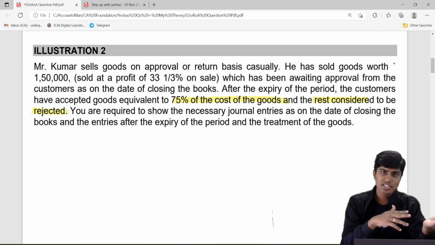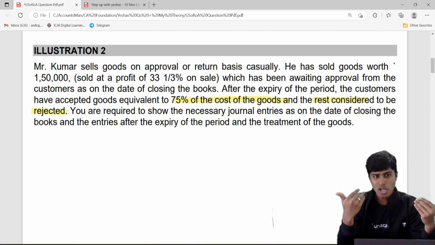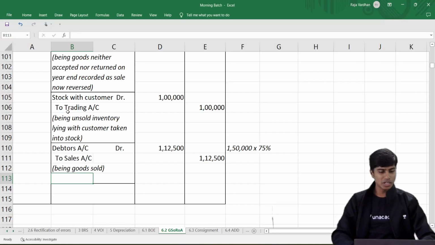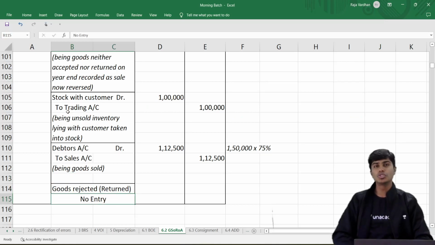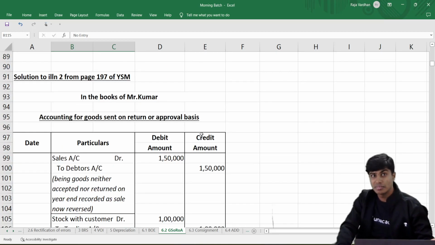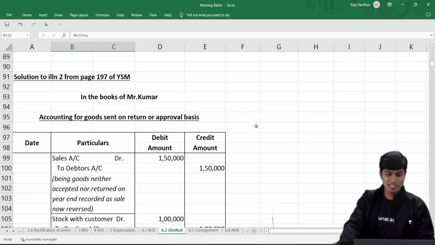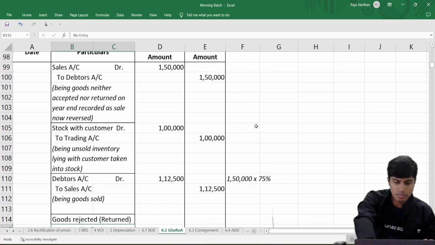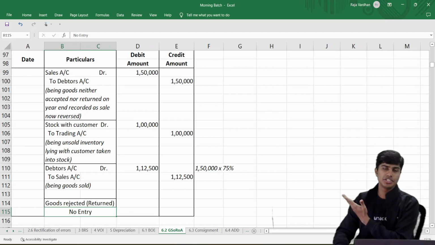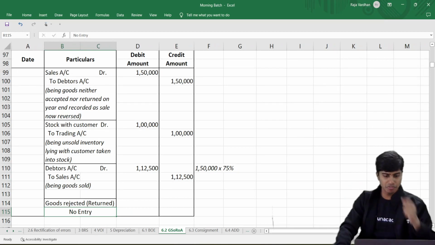Because already we've reversed the sales entry. When they give the goods back to us, what we already did in accounts is happening in real. So there is no requirement of an entry for goods rejected and returned. And this is the end of our question on Mr. Kumar's transactions. Yep, this is the end. Quick visibility of the entire solution if you want to.